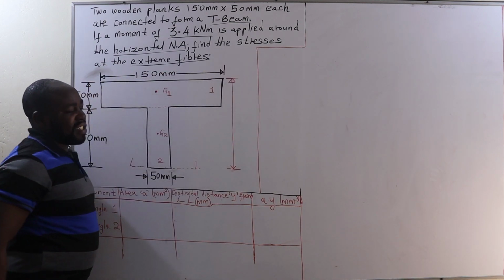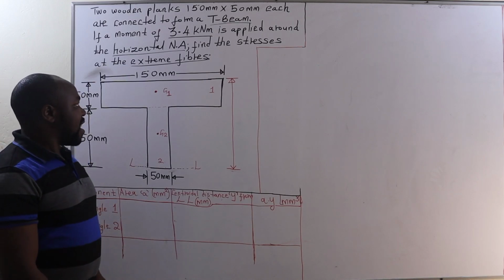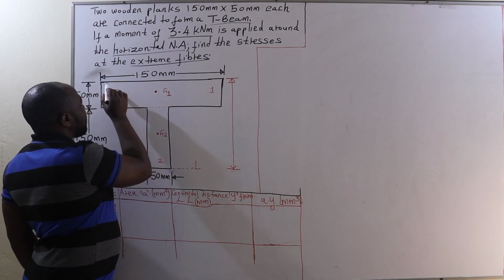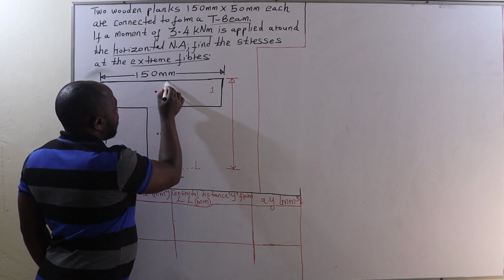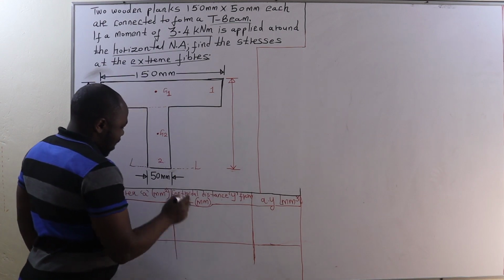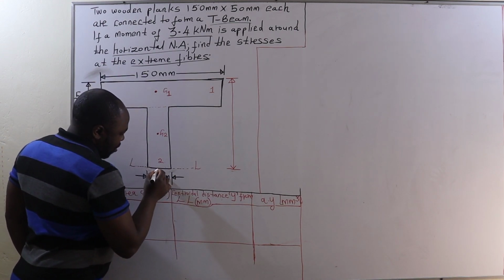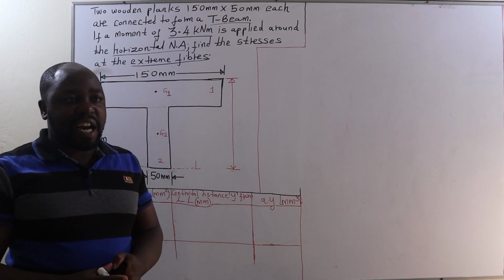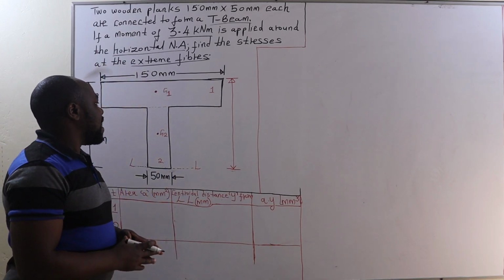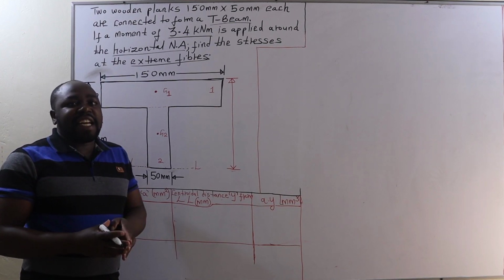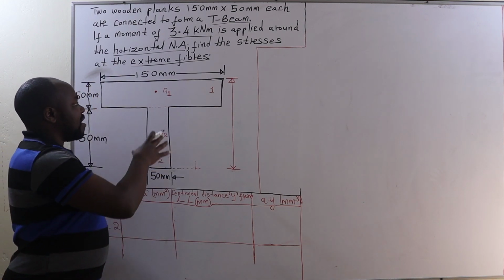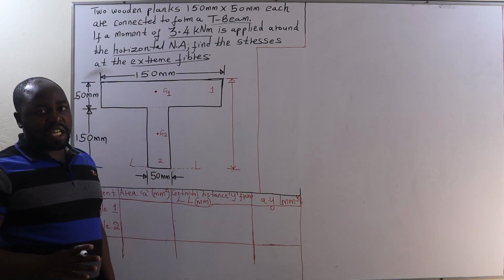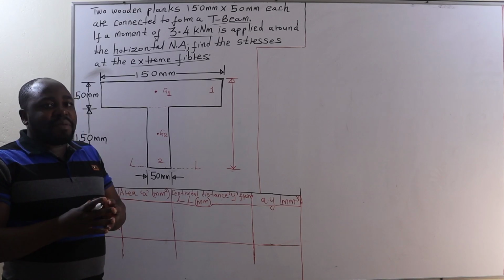extreme fibers. So the stresses we are calculating are the stresses at the extreme fibers, and the extreme fibers of this T-beam are, this is the top fiber and this is the bottom or the lower extreme fiber. Now, the first thing we are going to calculate is the position of the center of gravity of this T-beam shaped cross-section.